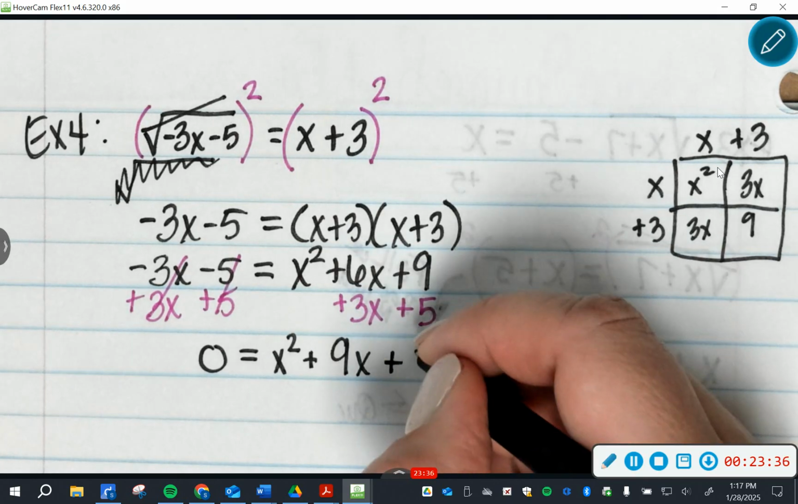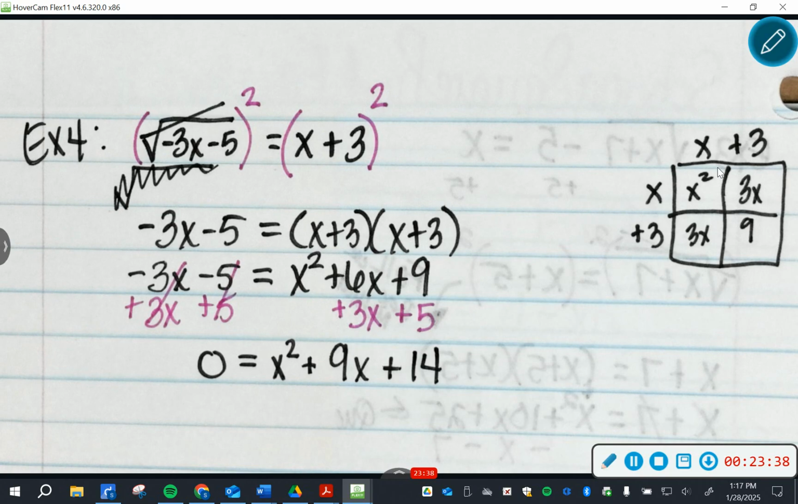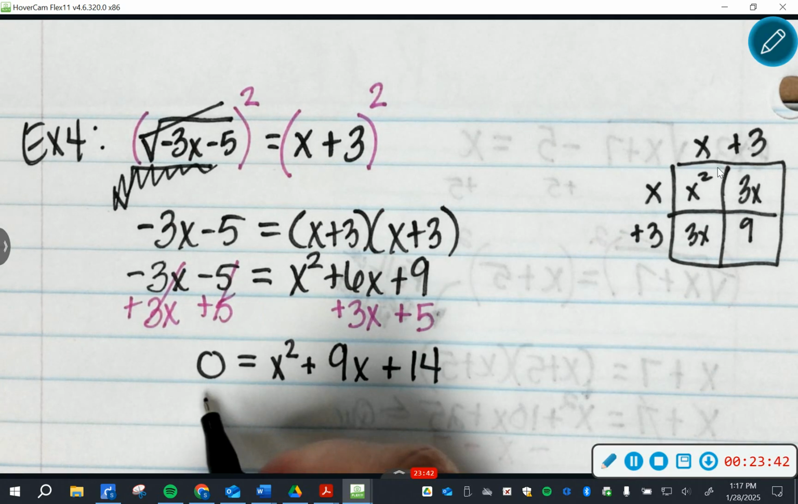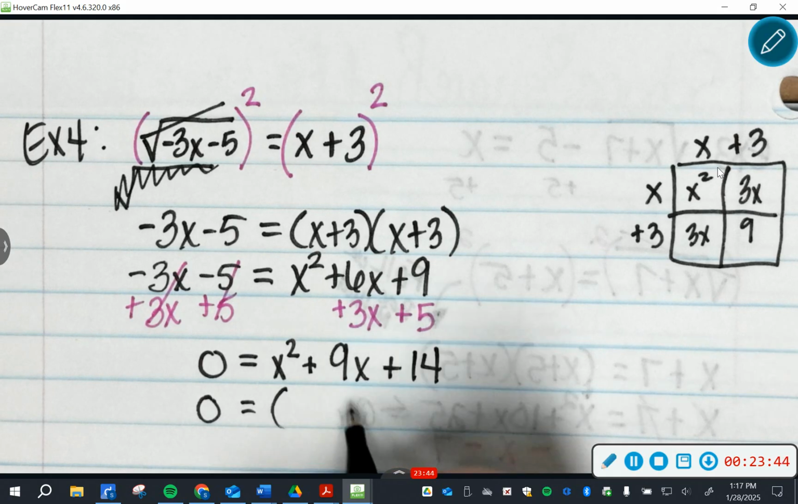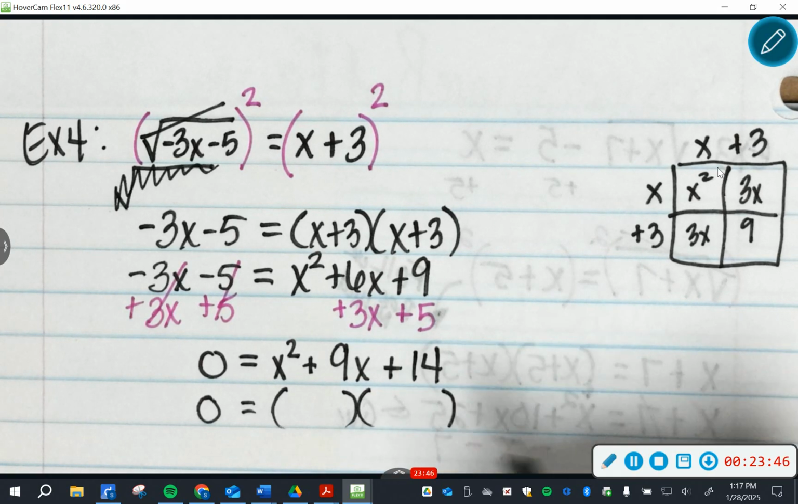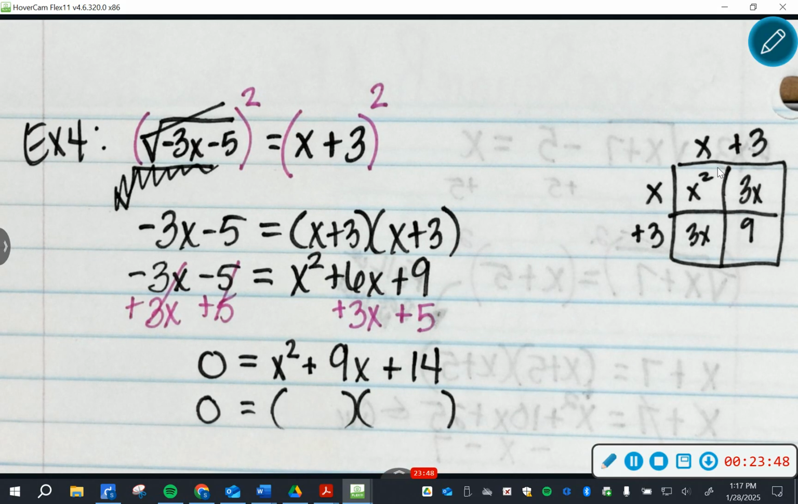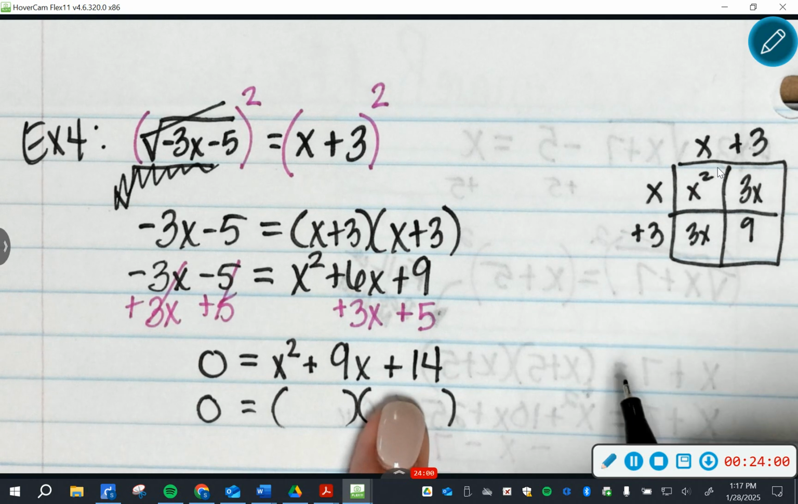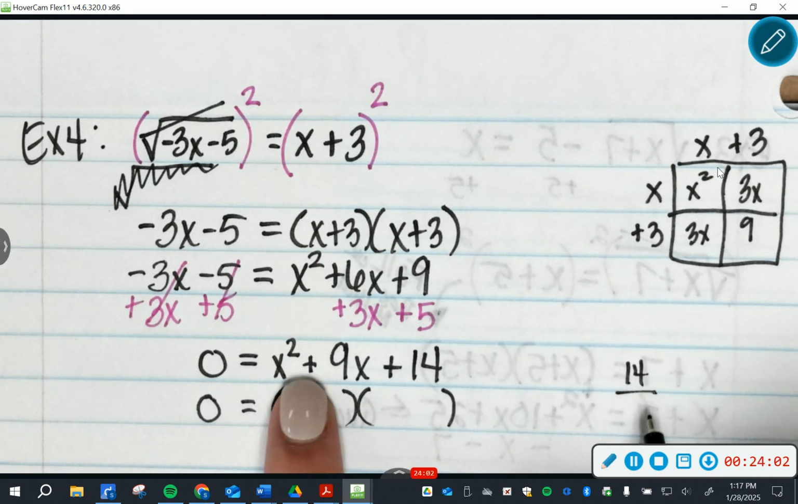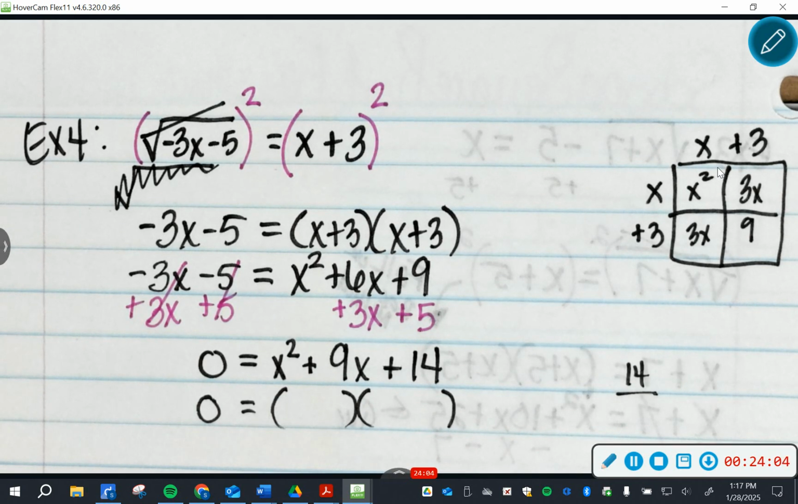Oh, 14. I'm blanking out. What is 9 plus 5? It's 14. Okay, can you take it from there? Can you write the factors? So something times something, and then try to get the two answers. So think factors of positive 14 that add up to a positive 9. That's what you're trying to think about.